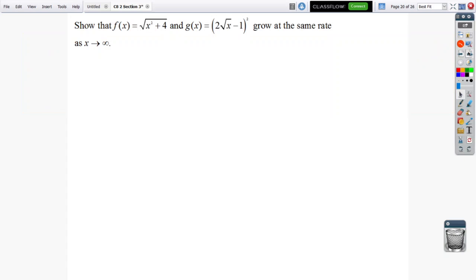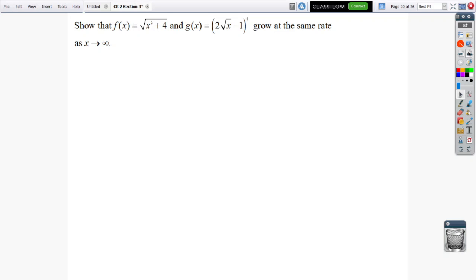Why on earth would you want to do that? Well, for something like this. Some sort of garbage where you have f of x is equal to the square root of x squared plus 4, and g of x is equal to 2 root x minus 1 squared. We want to show that they grow at the same rate.